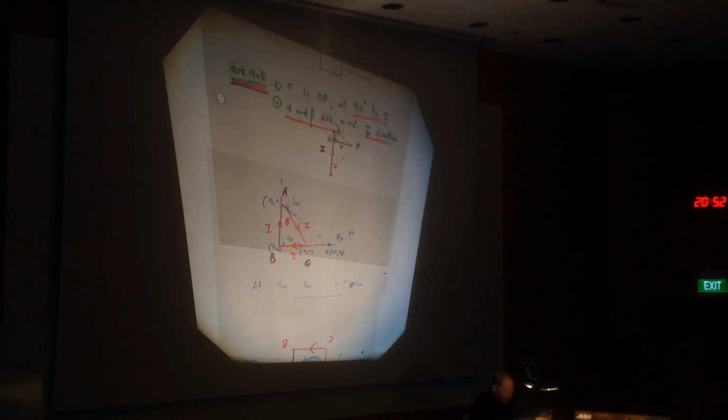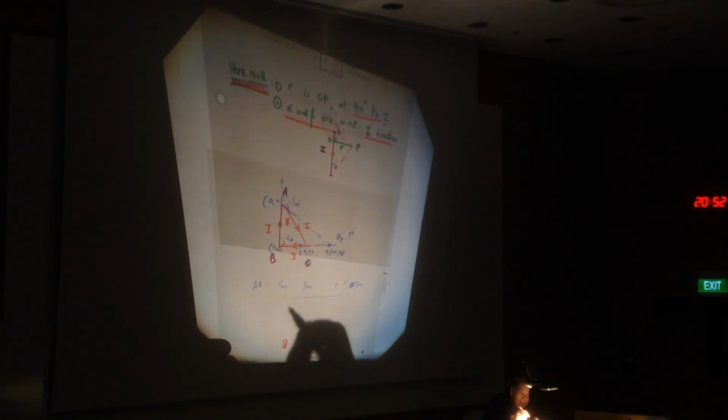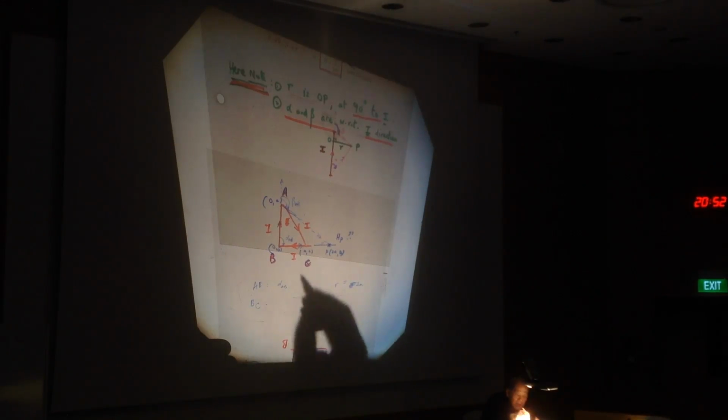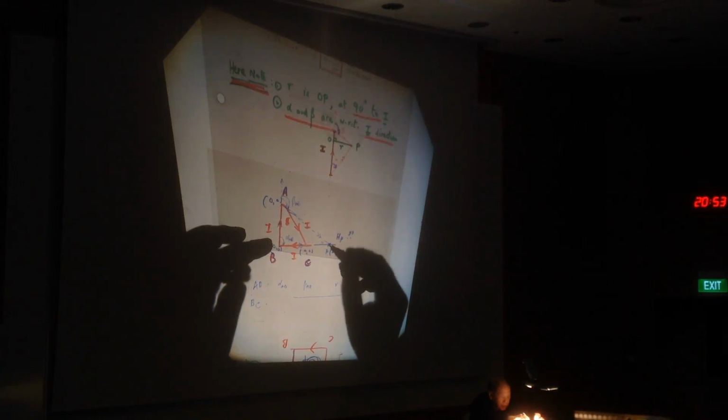So I leave it to you to do that. Let me now look at the next arm before we go. So the rest is for you to do. I'll go to the arm. Now the arm BC. The arm BC is here, current flowing this way. But I want to find the field at point P here.